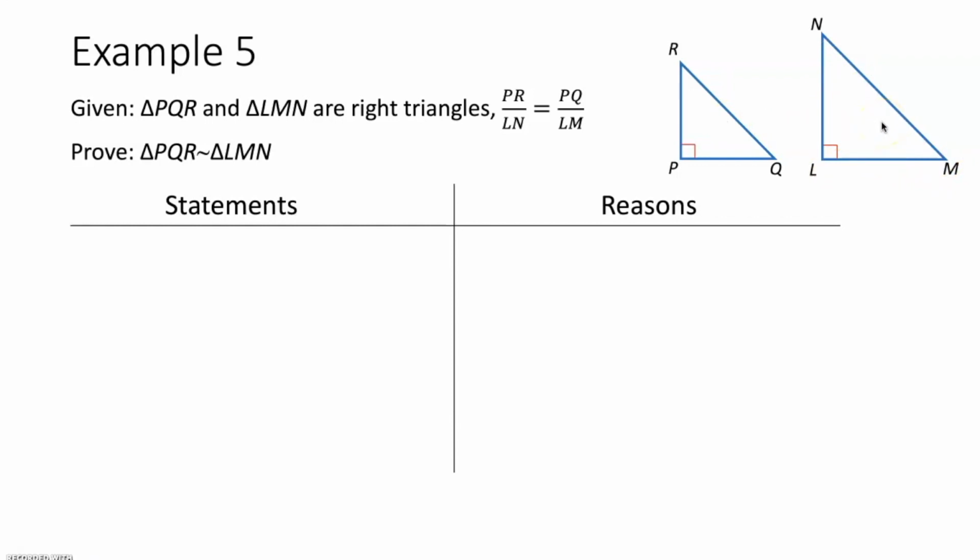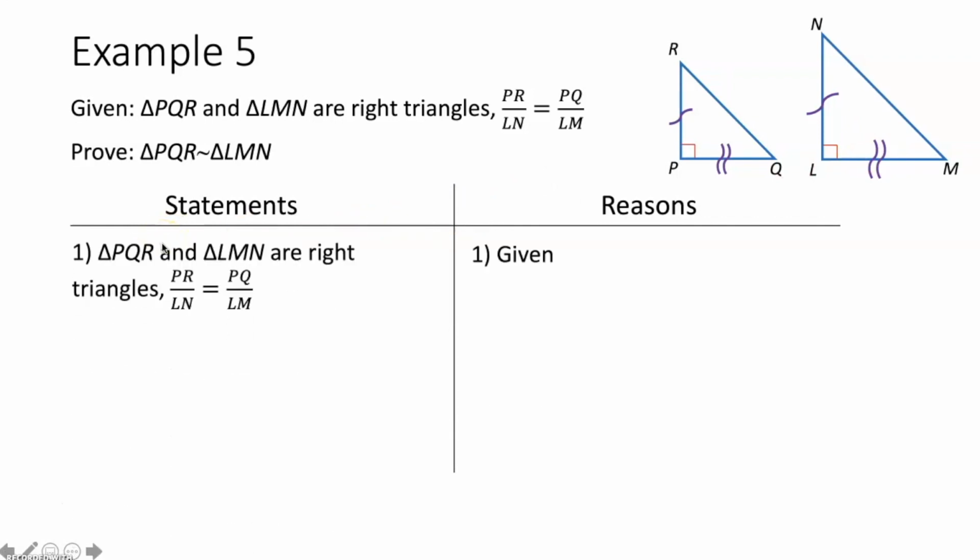So the first step in a geometric proof is to mark up the figure with the given information. So what are we given? We're given that both of them are right triangles. That's already marked up. Cool. We're also given corresponding side lengths are proportional to one another. So the measure of segment PR corresponds to the measure of segment LN. The measure of segment PQ corresponds to the measure of segment LM. And those two side lengths are proportional to one another. So we now need to move on to step 2 in our geometric proof, which is to state our given as the first step. Done.